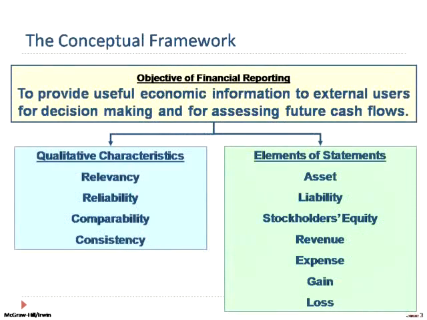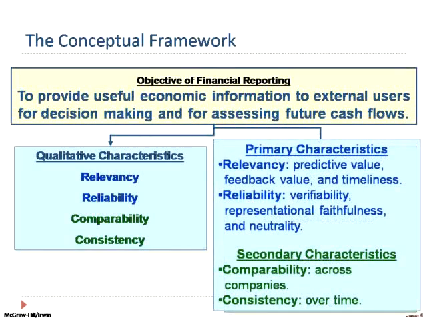Part 1. The objective of financial reporting is to provide useful economic information to external users for decision-making and for assessing future cash flows of the company. Part 2. For economic information to be useful, it must be relevant, reliable, comparable, and consistent. Part 3. The elements of our 4 basic financial statements include assets, liabilities, stockholders' equity, revenues, expenses, gains, and losses.